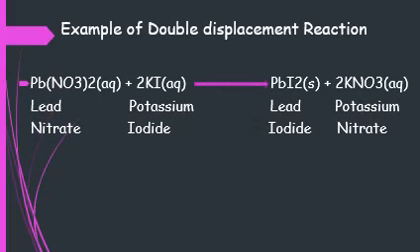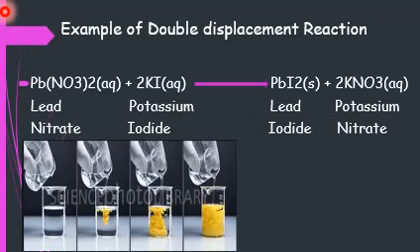We can see here lead nitrate combines with potassium iodide. It gives us lead iodide solid plus potassium nitrate. How does the actual reaction take place again? If we look at the beaker, as soon as we mix these two liquids, that is lead nitrate and KI, we are going to get the yellow precipitates of lead iodide. So this is the final product that we are going to get.